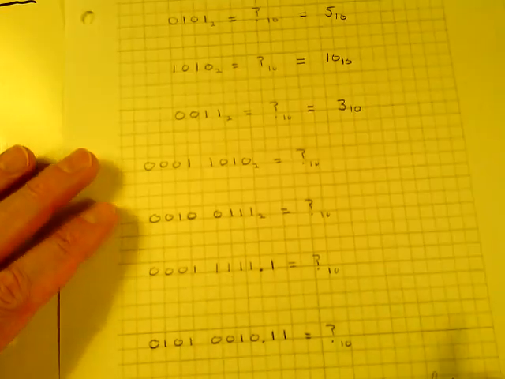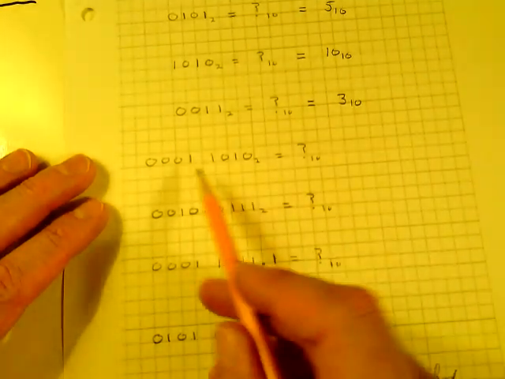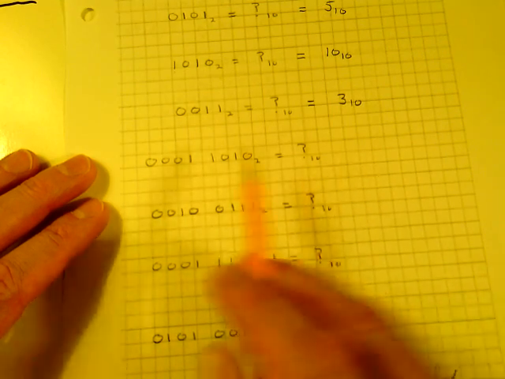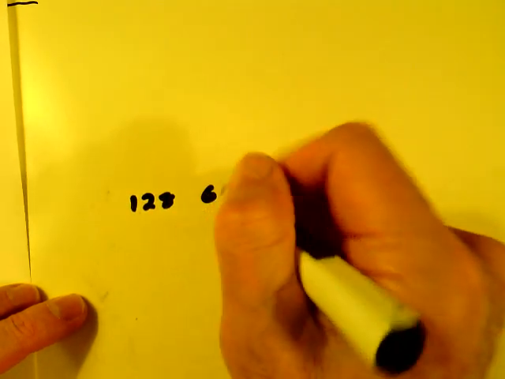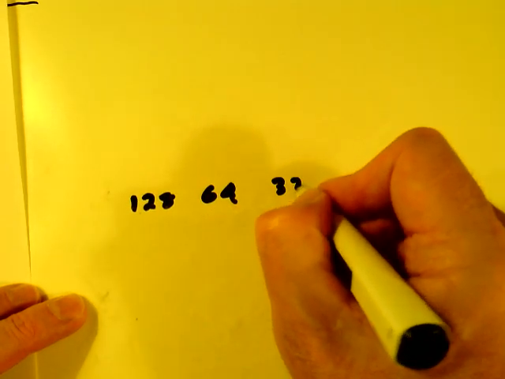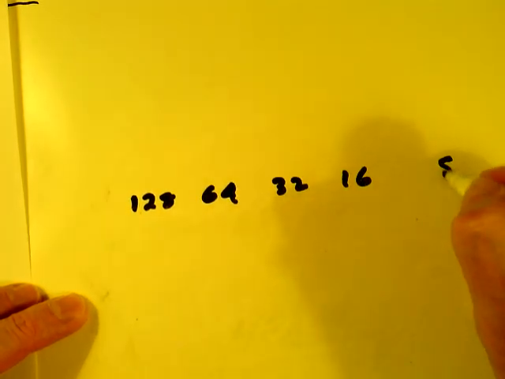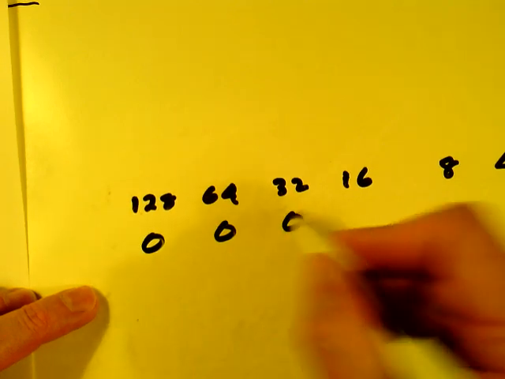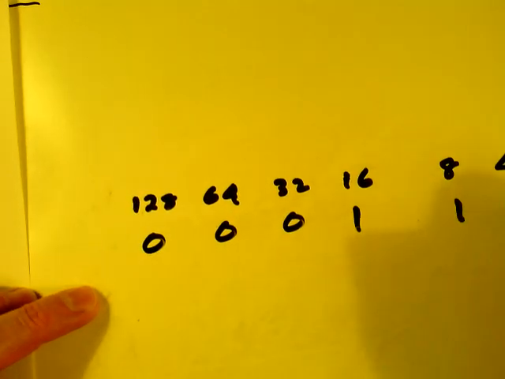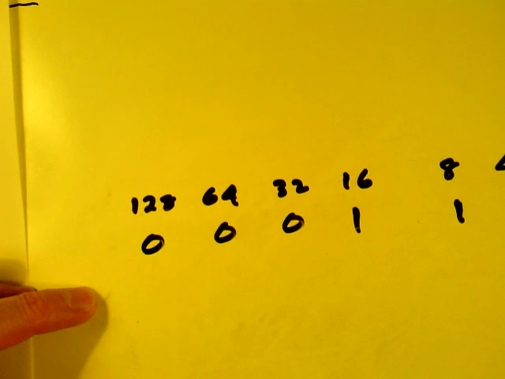Stop the video and do the rest of these. But let me show you something here on this one maybe real quick. Notice the weight positions here. We have a weight position of 128, 64, 32, 16, 8, 4, 2, and 1. That's our weight positions. And I have a 0, 0, 0, 1, 1, 0, 1, 0.